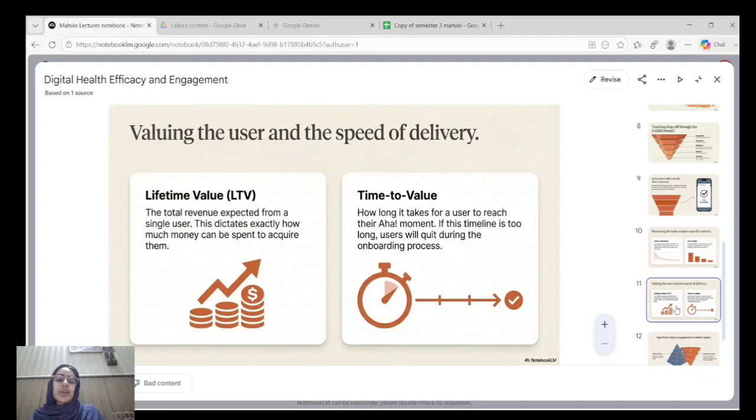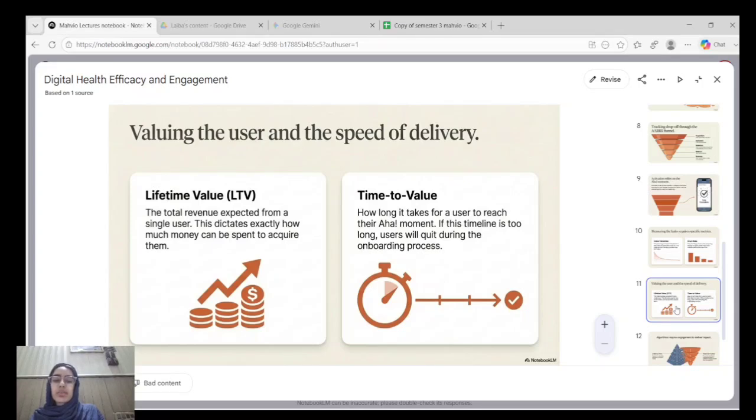Okay, so finally we have to look at valuing the user and the speed of the delivery. First, we calculate lifetime value, aka LTV. This is the total revenue expected from a single user. Why do we care about that? The answer is because this dictates exactly how much money can be spent to acquire them. If a user brings in $10 over their life, we cannot spend $15 on advertising to get them to download it. Second is time to value. How long it takes for a user to reach their aha moment. Are there 20 confusing screens to click through before they can log their symptoms? If the timeline is too long, users will quit during the onboarding process.